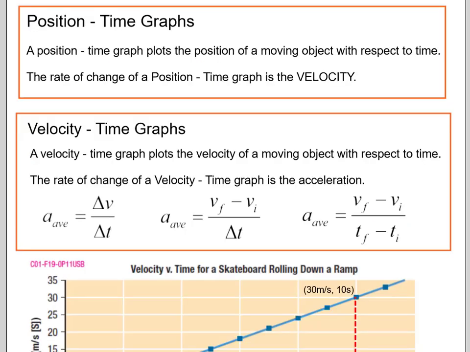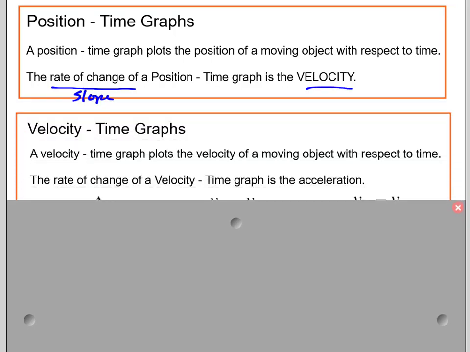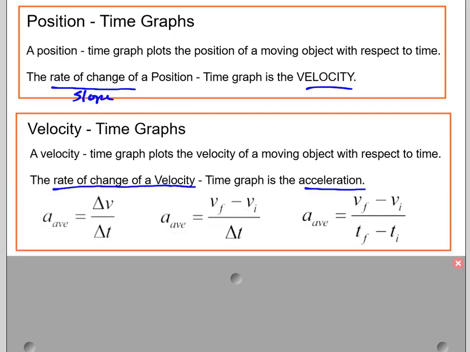All right, so position time graphs. A position time graph plots the position of a moving object with respect to time. The rate of change, a fancy way of saying slope, of a position time graph is velocity. Now, we have something called a velocity time graph. A velocity time graph plots the velocity of a moving object with respect to time. So instead of plotting position, we're going to plot the velocity. The rate of change of a velocity time graph is acceleration. You'll recognize all those formulas from the position time and velocity time graphs. Those are just slope formulas.